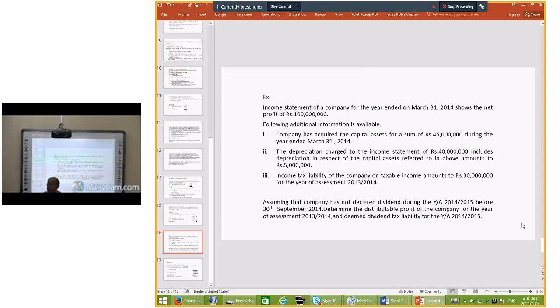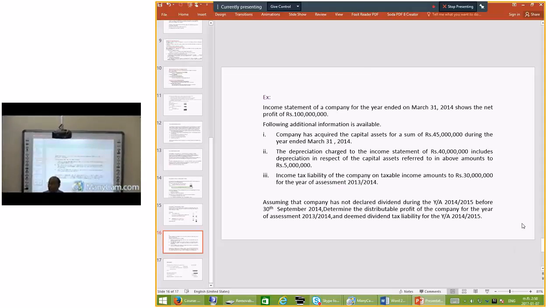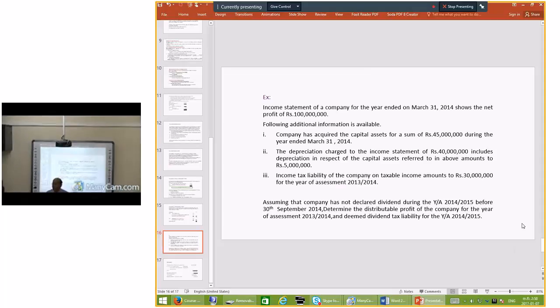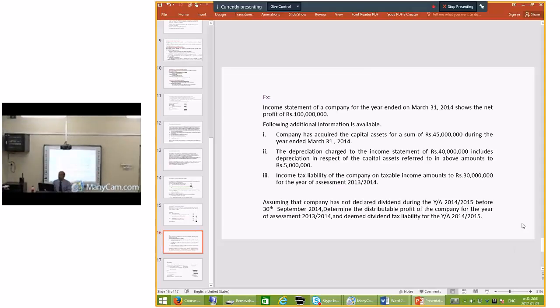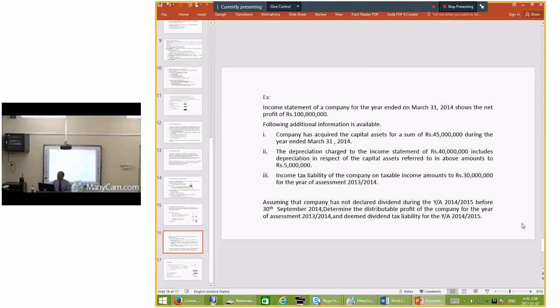The income statement of a company for the year ended 31st March 2014 shows a net profit of 100 million. The following additional information is available. The company acquired capital assets for 45 million during the year ended 31st March 2014. The depreciation charged to the income statement of 40 million includes depreciation in respect of the capital assets referred to above of 5 million. Income tax liability of the company is on taxable income of 30 million for the year of assessment 13 and 14. Assuming the company has not declared dividend during the year of assessment 14 and 15 before 30th September 2014, determine the distributable profit of the company for the year of assessment 13 and 14 and the deemed dividend tax liability for the year of assessment 14 and 15.